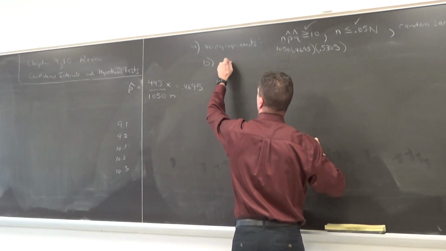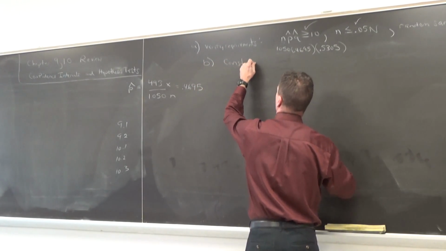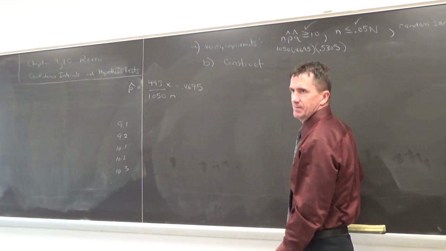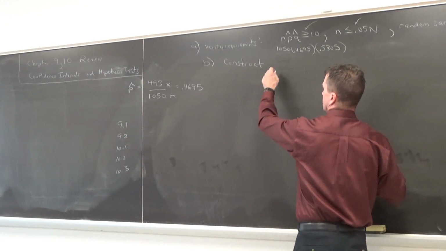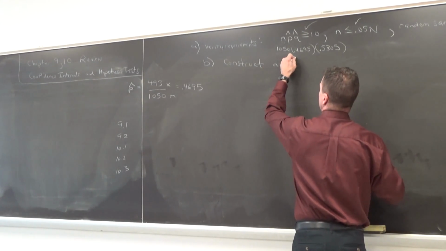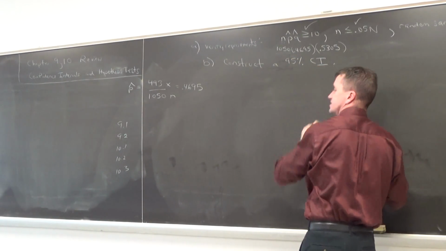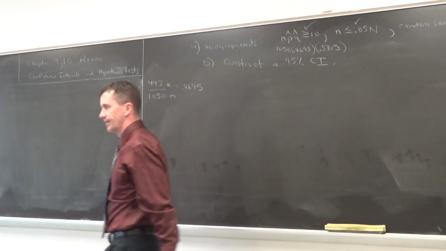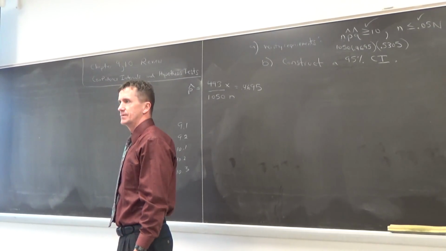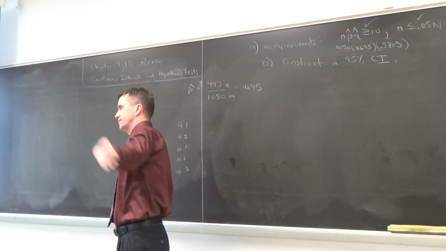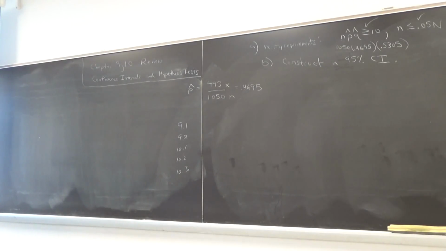Now when we're going to construct a confidence interval, you go, well, what is it? Is it 90%, 85%, 95%? In this case, everyone, you have to construct a 95% confidence interval. I'm just going to put CI. All right. Are you ready to roll? Let's go. Let's hit it.